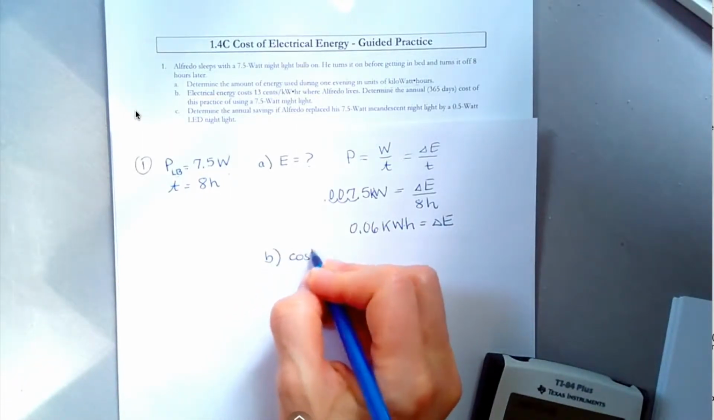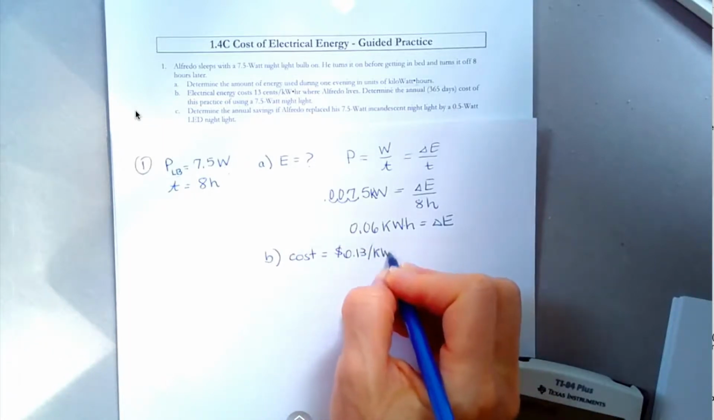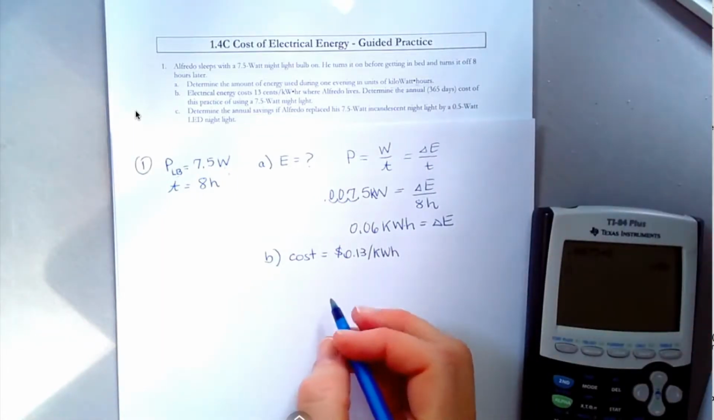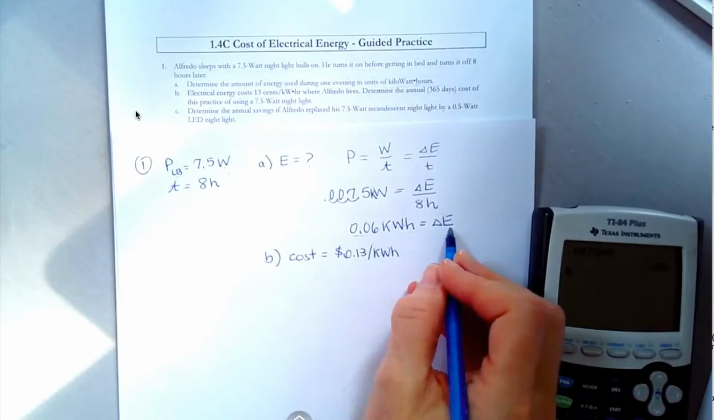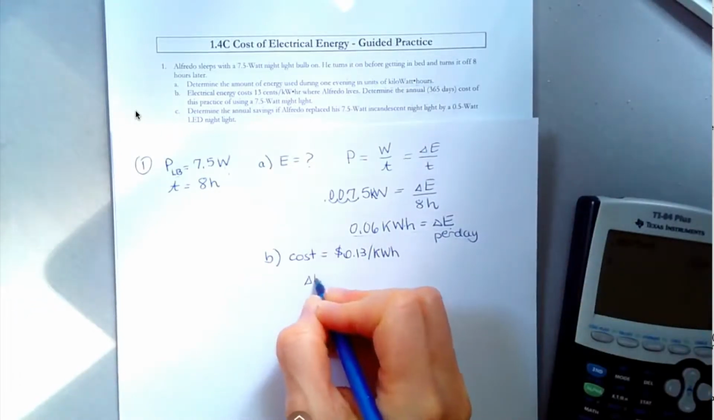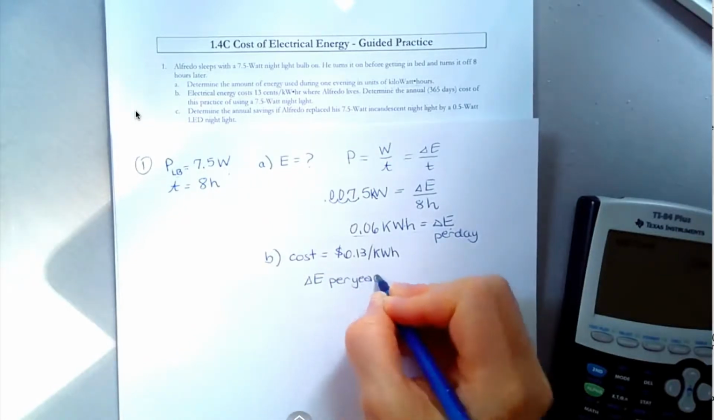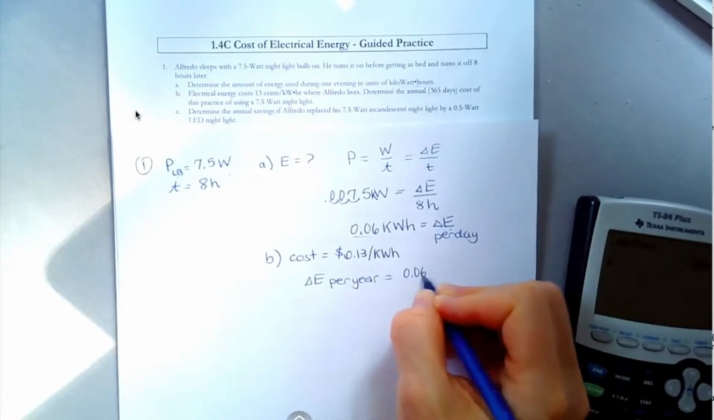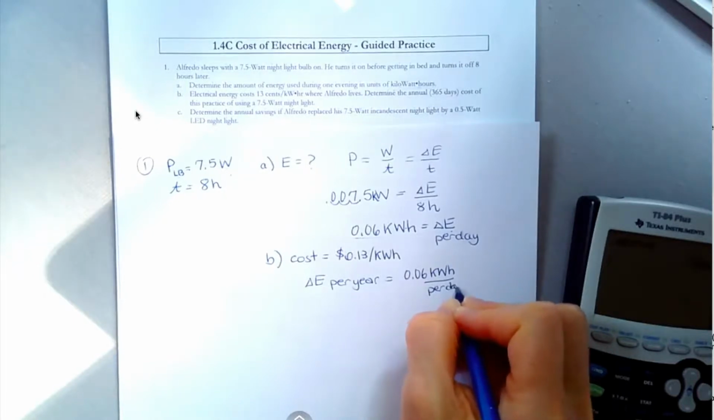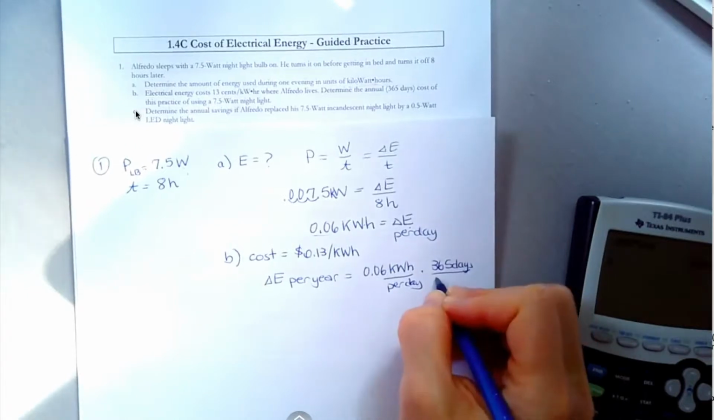So the cost equals 13 cents per kilowatt hour. And how much is that going to cost for 365 days? So this is how much energy per day. So first I need to know what my change in energy is per year. So to figure it out per year, I've got 0.06 kilowatt hours of energy per day, and I know that there's 365 days per year.